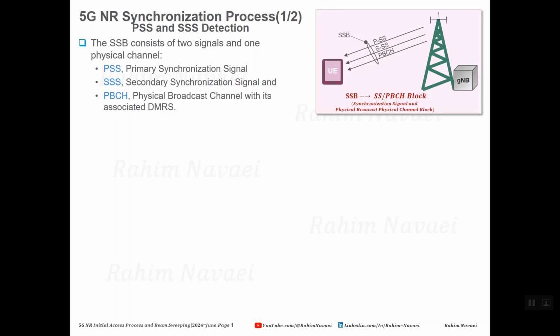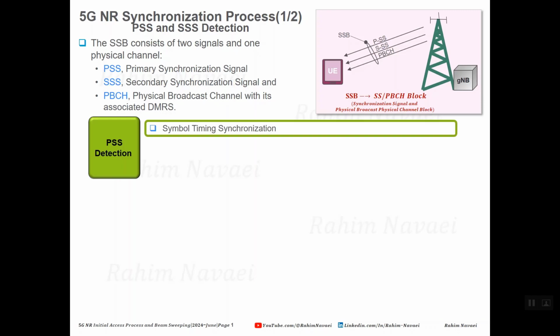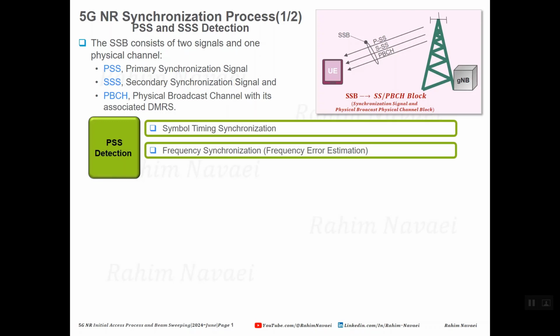Here, I'll try to explain what exactly a 5G device can achieve by detecting the PSS and the SSS, as well as decoding the PBCH payload. By detecting the PSS, the OFDM symbol timing can be determined by the 5G device. The detection of the PSS enables the 5G device to estimate and correct frequency errors.